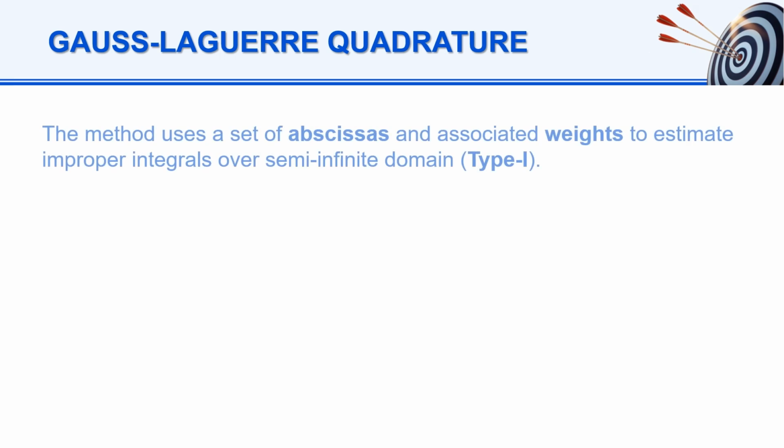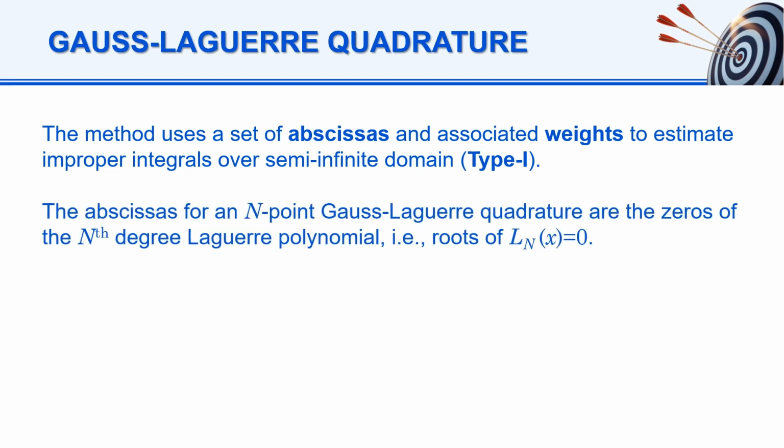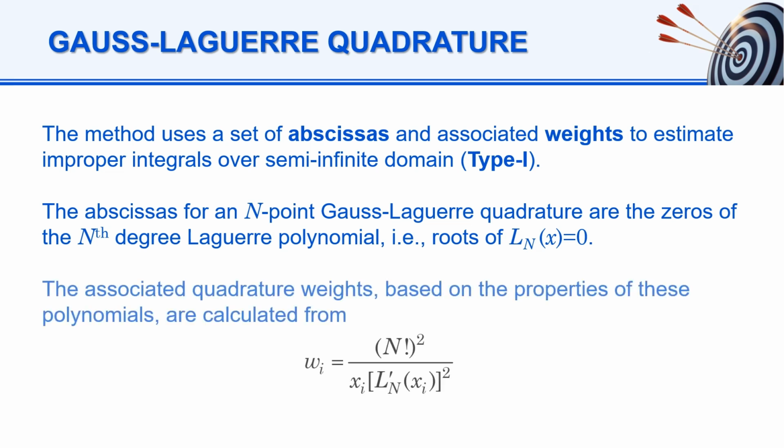The method uses a set of abscissas and associated weights to estimate improper integrals over a semi-infinite domain, i.e., type 1 integrals. The abscissas for an n-point Gauss-Laguerre quadrature are the zeros of the nth degree Laguerre polynomial, i.e., roots of Ln(x) equals 0. The associated quadrature weights, based on the properties of these polynomials, are calculated from the following equation.